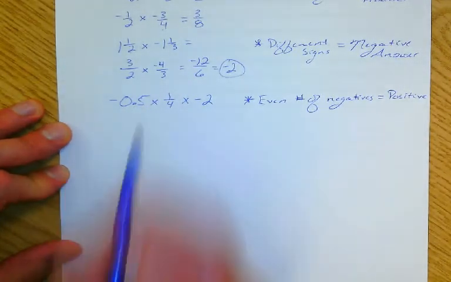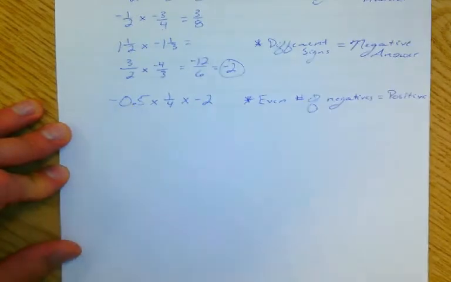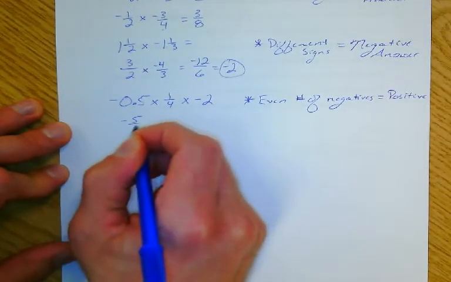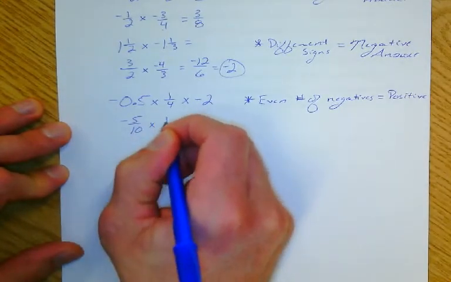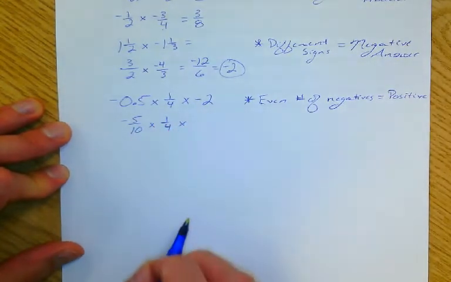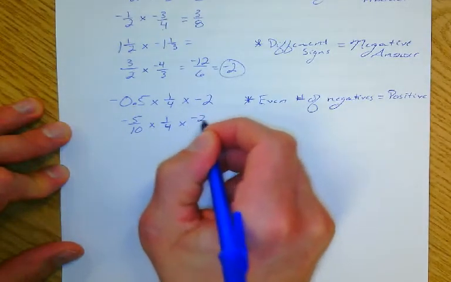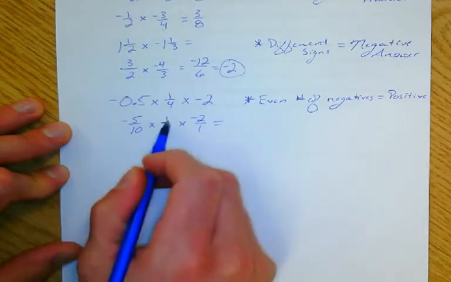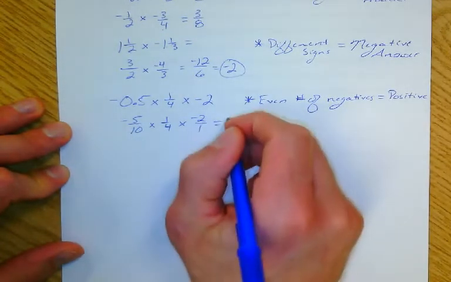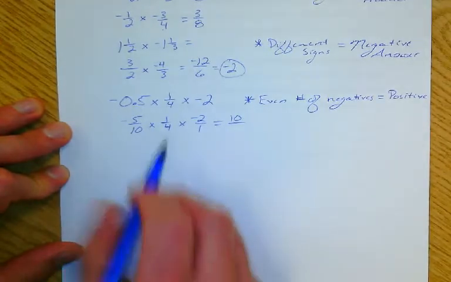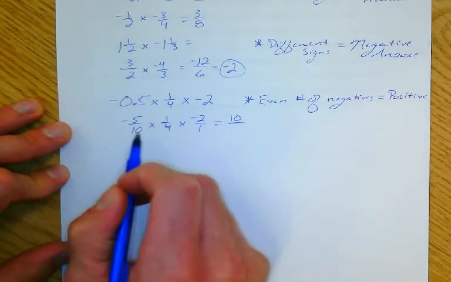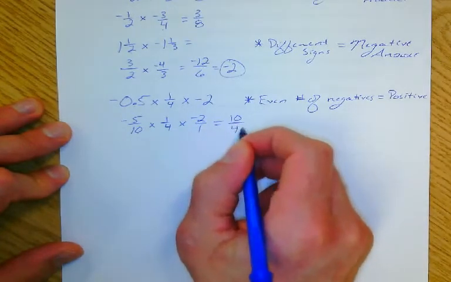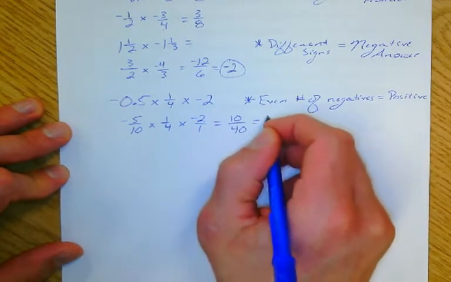So let's actually do this. Let's write 5/10, as opposed to writing it as a decimal right now, in its fractional form. So we have -5/10 times 1/4 times -2. We want to write that as a fraction as well, so -2 over 1. Now we can multiply all of our numerators together. 5 times 1 is 5, times 2 is 10, so our numerator is 10. And I already know it's going to be positive. 10 times 4 is 40, times 1 is 40, so we have 10 over 40, which simplifies to 1/4.